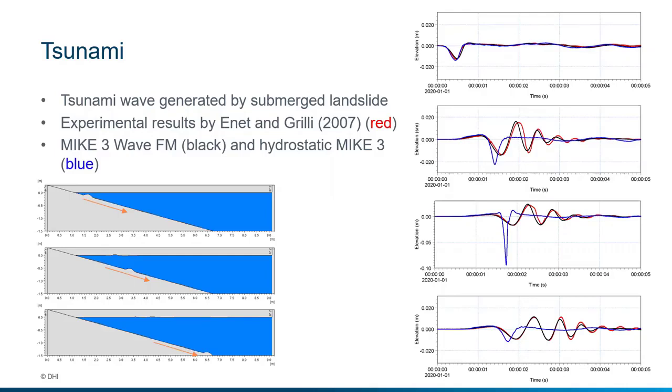But we see that actually the MIKE 3 Wave FM module captures the surface elevation quite accurately, and that has been introduced by this submerged landslide, of course. So we see that the development of the wave, the nonlinear transformations and dampening, are actually captured by the model.